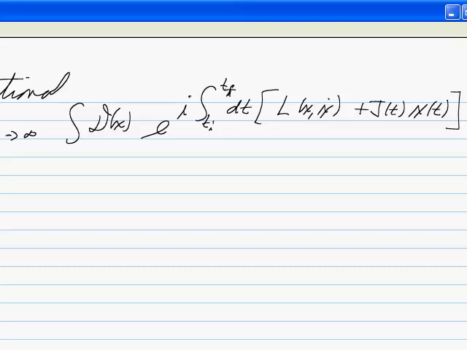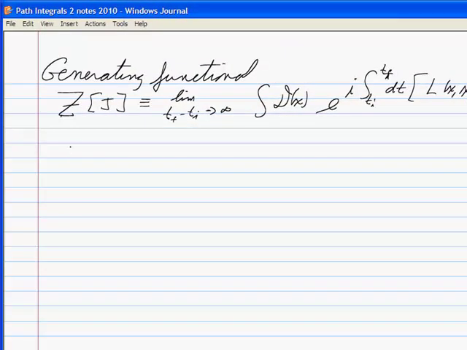Okay, so there's the definition, and the use comes of this. Now this is a functional of j because it involves integrals over all these j's. But if I use functional differentiation, if I take derivatives, let's take the second functional derivative of Z of j, delta j of t.